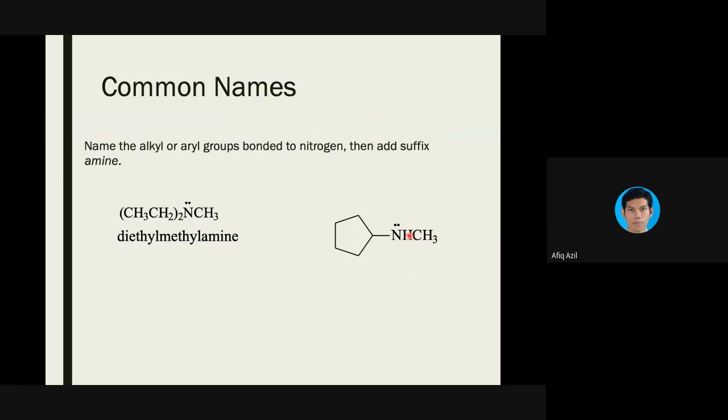So it will be written as cyclopentyl methyl amine. C comes before M, alphabetical order. Cyclopentyl methyl amine. Cyclopentyl is this side, and methyl is from this CH3.